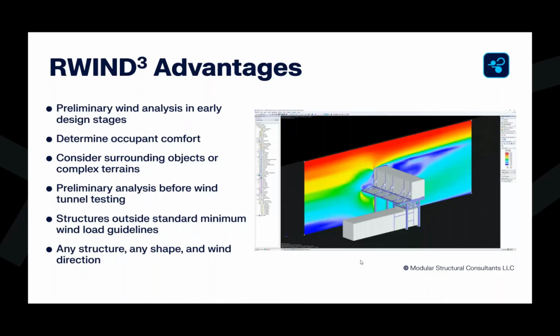But when we have complex geometries that the code really does not touch upon, we see this used a lot with fabric tensile structures, or maybe buildings that have a lot of reentrant corners or adjacent objects. Again, this just allows us to dive a little bit deeper into the wind analysis and provides us a tool to double check our guesses and our estimations. All in all, this program can be used for any structure type. It's not just buildings, but really anything is possible, any shape and any wind direction, because we have the ability to rotate that wind tunnel as well.